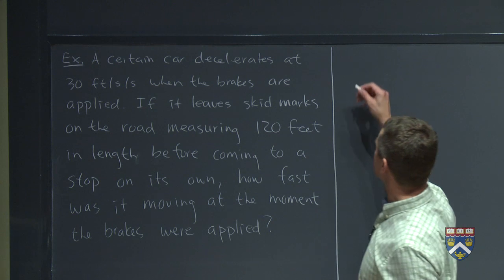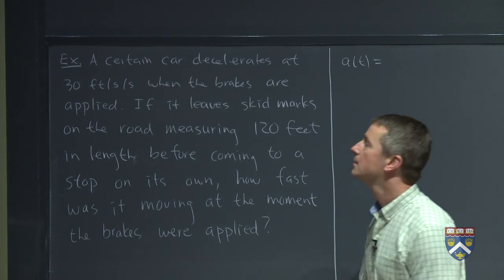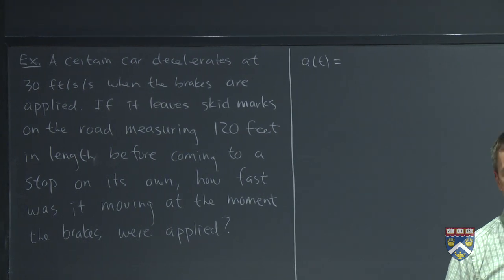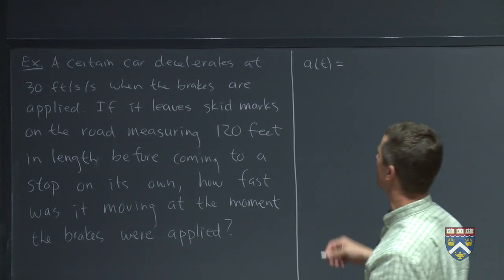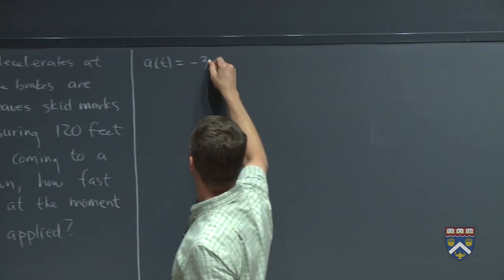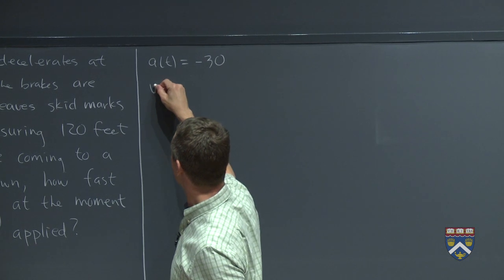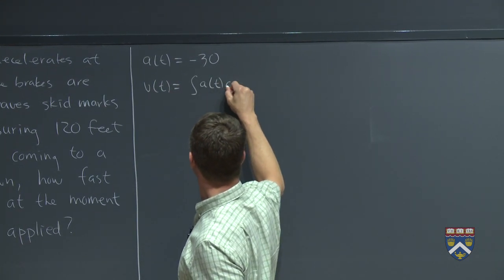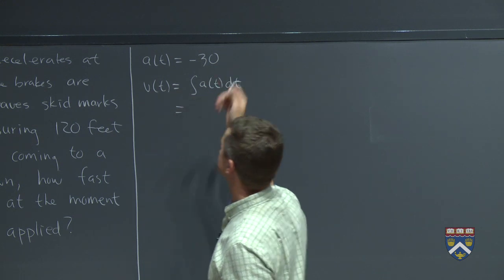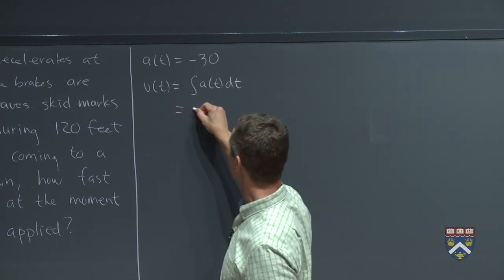So we can start similarly to how we did in the previous problem with the acceleration, because that's the easiest one. So what should our acceleration formula be here? It should just be negative 30, because we're decelerating at a rate of negative 30. And then from acceleration, we can get to velocity. So velocity is the antiderivative of acceleration. So what's the antiderivative of negative 30? That's negative 30t plus c.